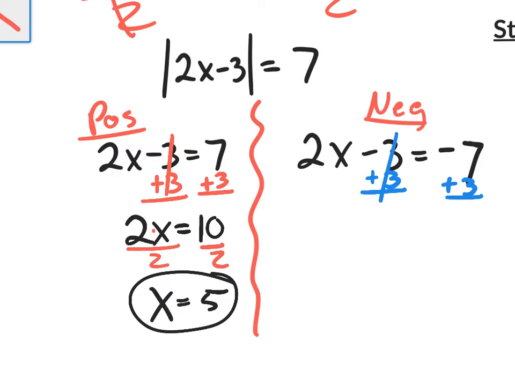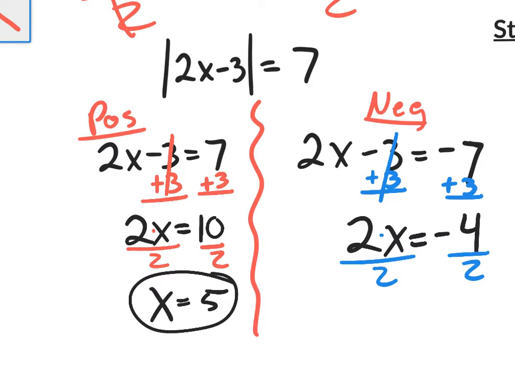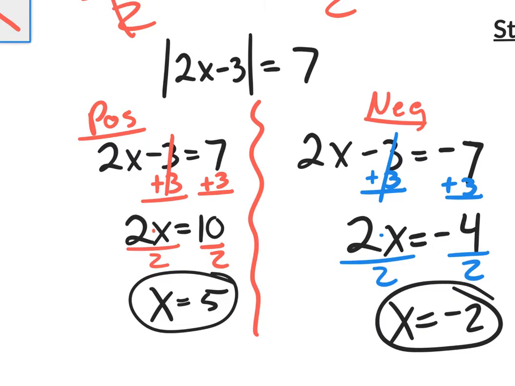Let me rewrite it. I have a 2x on the left side, the equal sign. Negative 7 plus 3 is negative 4. Final step is to divide by 2. X equals negative 2. Ladies and gentlemen, there are two answers to the original equation, and it's 5 and negative 2. Both 5 and negative 2. Both answers are correct. You need both to get full credit. If you only write one, it's going to be wrong.